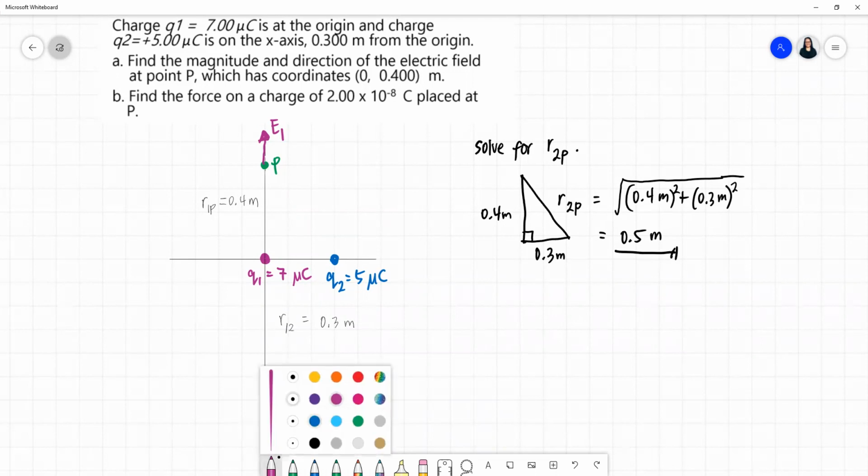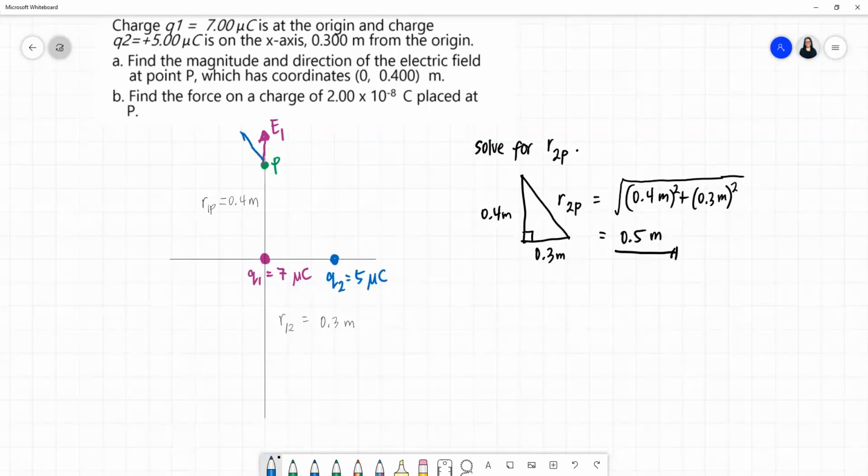While for Q2, the electric field is also away from it because it's positively charged. So take note that the arrow must be in the same line with P and Q2. So it must be at this direction. So I'll label it as E sub 2. Since it's located on a quadrant, we need the angle between E sub 1 and E sub 2 for the components later.